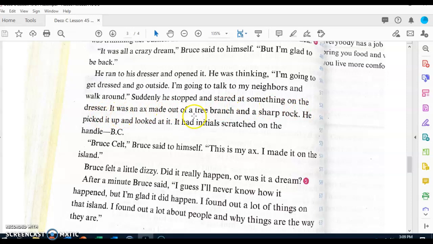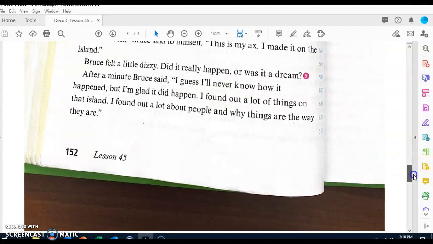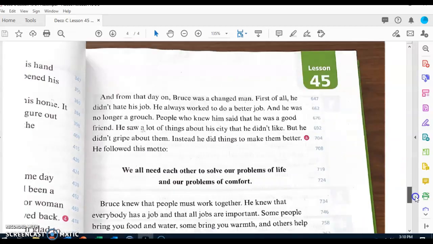It was an axe made out of a tree branch and a sharp rock. He picked it up and looked at it. It had initials scratched on the handle, BC. Bruce Selt, Bruce said to himself. This is my axe. I made it on the island. Bruce felt a little dizzy. Did it really happen, or was it a dream? After a minute, Bruce said, I guess I'll never know how it happened, but I'm glad it did happen. I found out a lot of things on the island. I found out a lot about people and why things are the way they are.